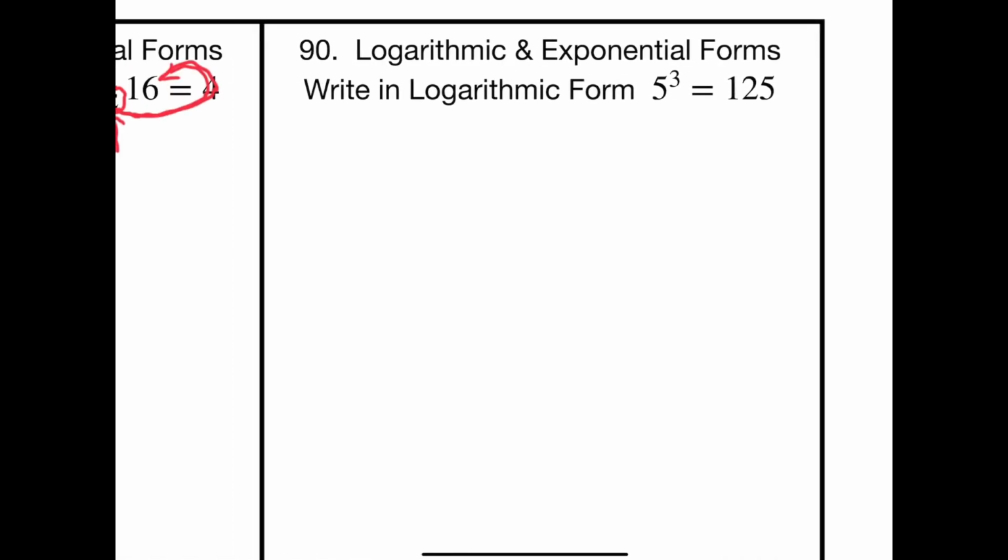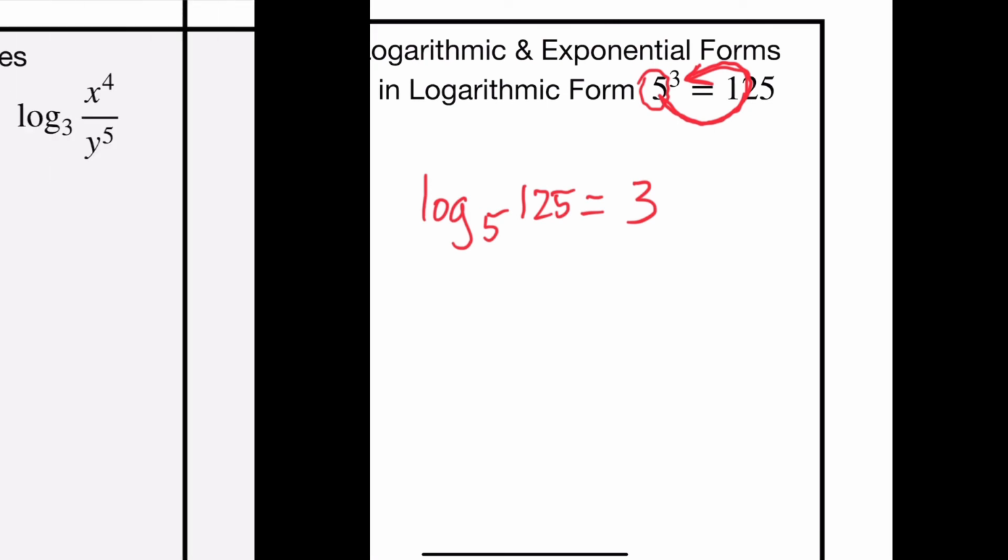Problem number 90 is again logarithmic and exponential forms. This time it says to write in logarithmic form the exponential form 5 to the 3rd equals 125. So again I'm going to start with my base. I would have log base 5, and I'm going to follow the same process. Base 5 of 125 equals 3. So the exponential form, 5 to the 3rd equals 125, would be log base 5 of 125 equals 3.